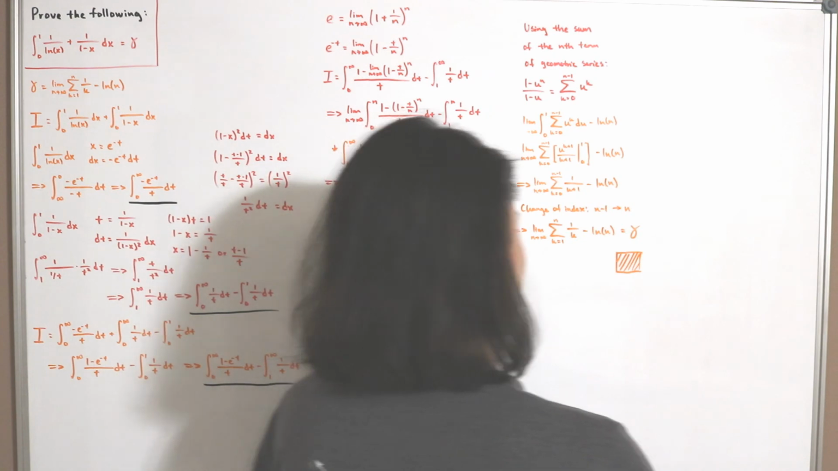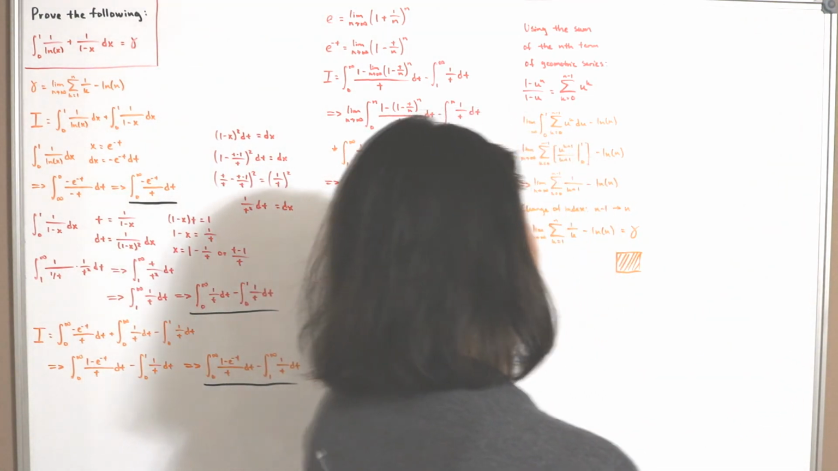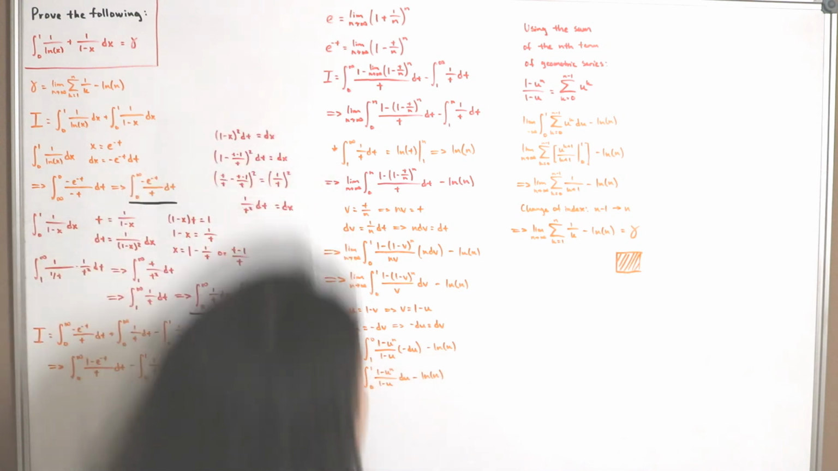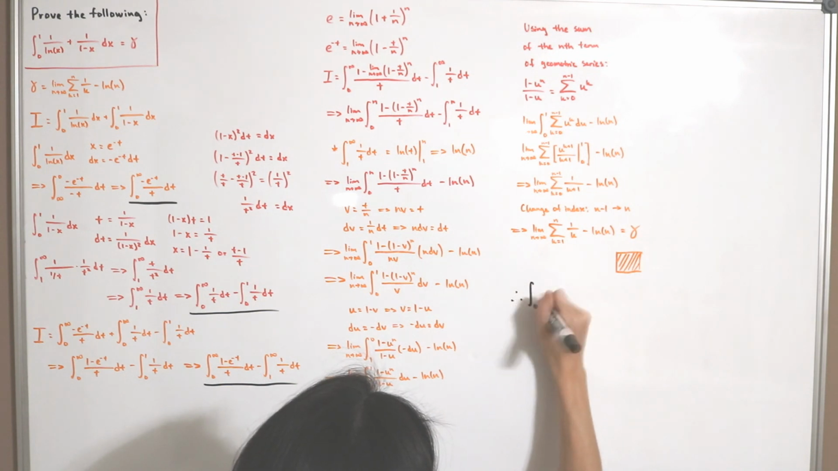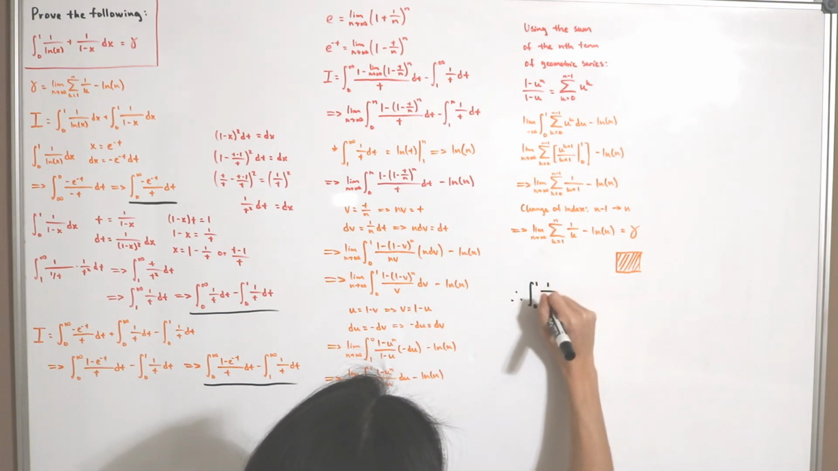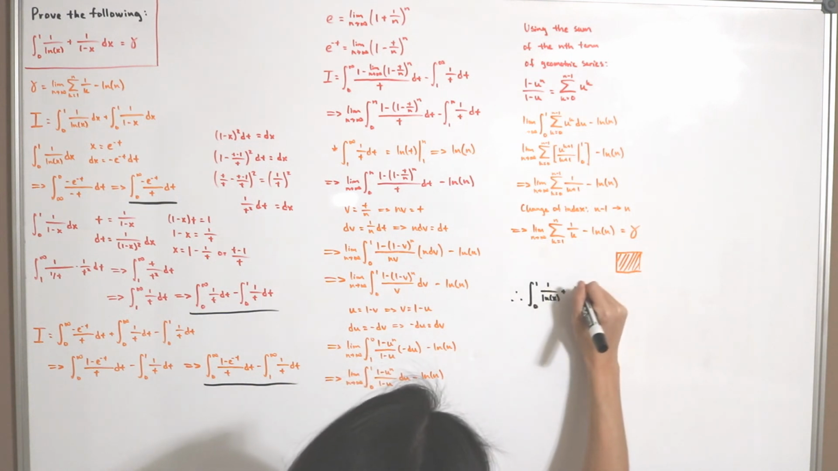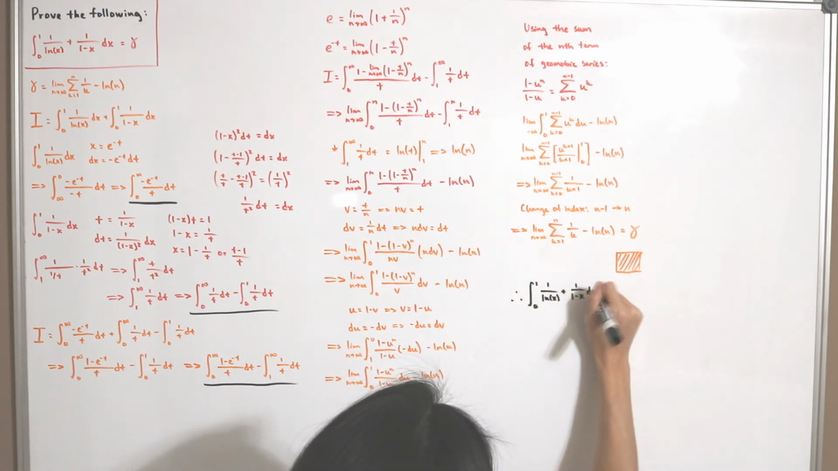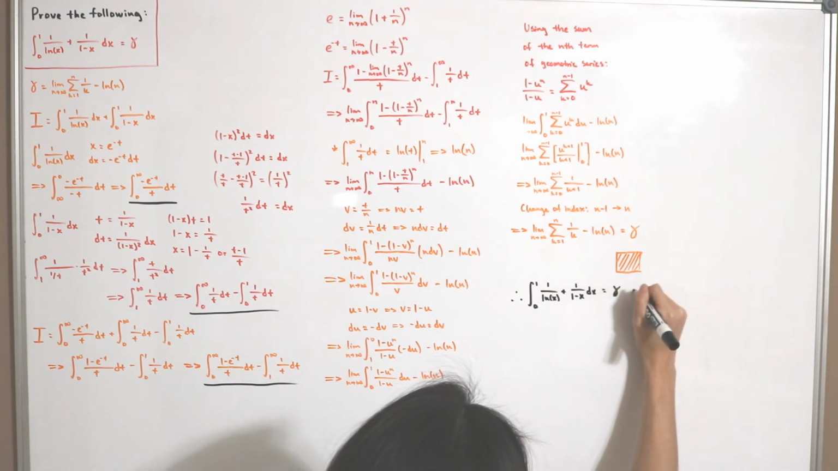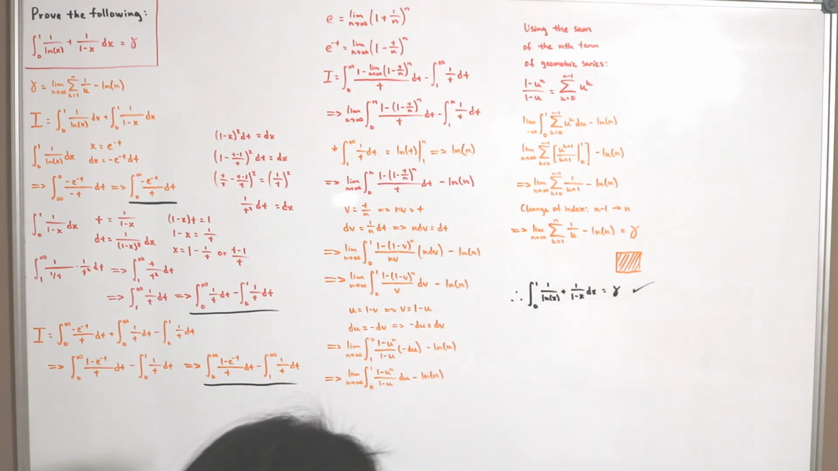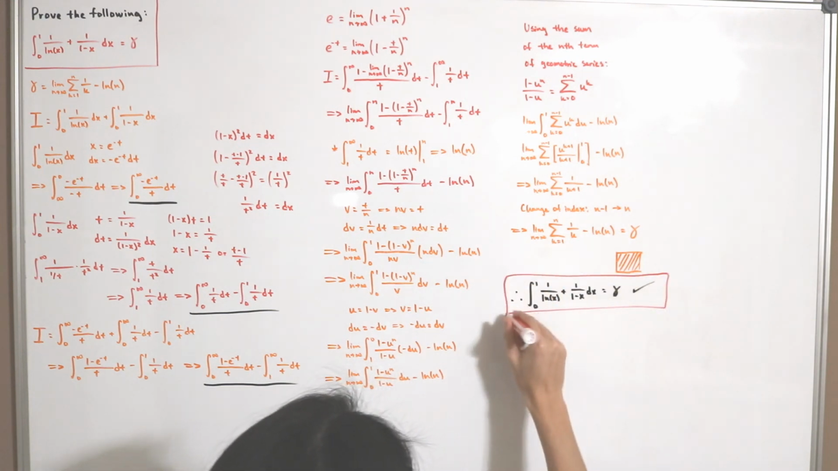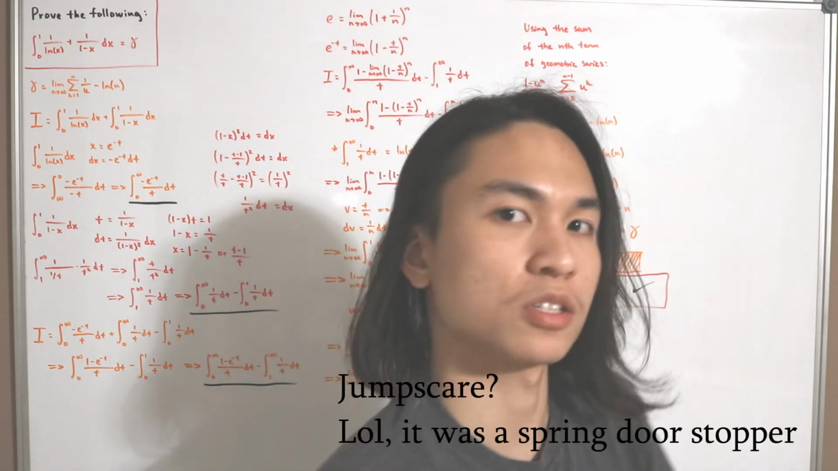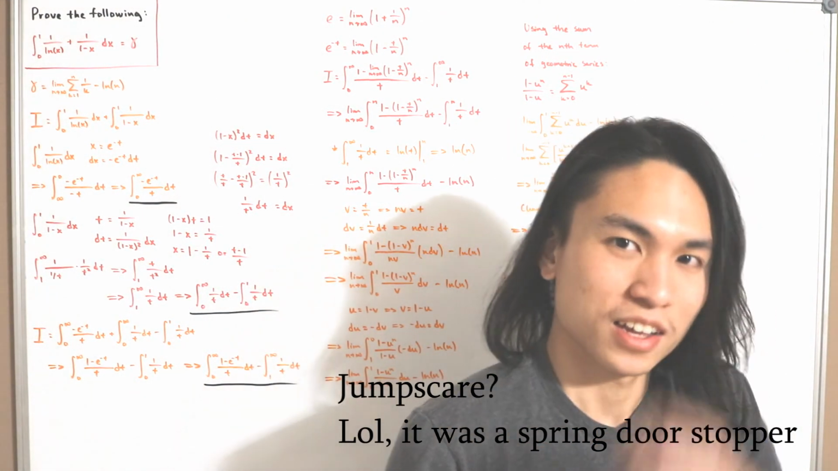Let's put down the final conclusion: the integral from 0 to 1 of 1 divided by ln of x plus 1 divided by 1 minus x dx equals gamma. And I'll put a check to show that we actually proved that the equality is true. And like so, we have finished this video. And I'm going to put this in a red box. Okay. Ooh, that was loud. That's pretty cool if you ask me.